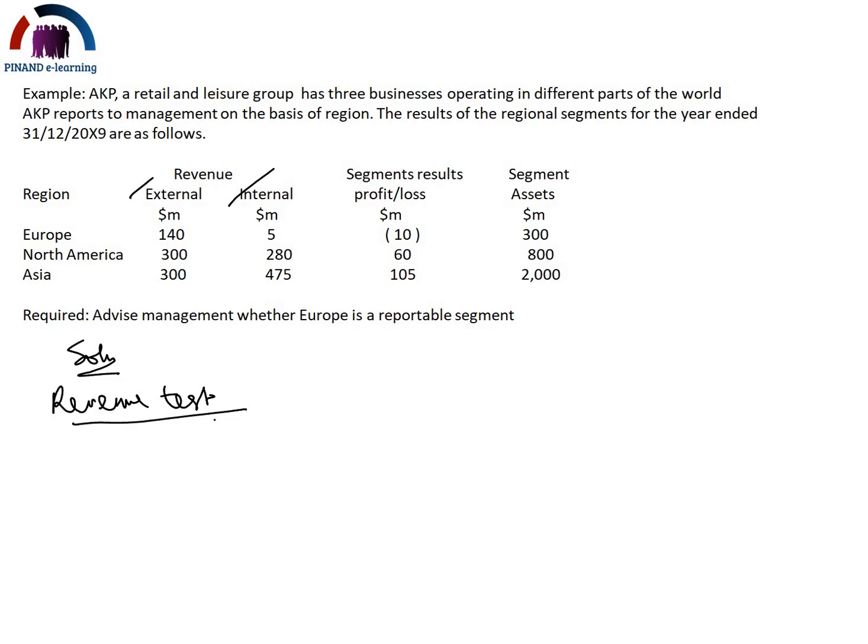Revenue test. So I will total all the revenue I have in the question. Take note, all revenues, including external revenues and inter-segment sales. Take note, that was what we said. So it will be 140 million.